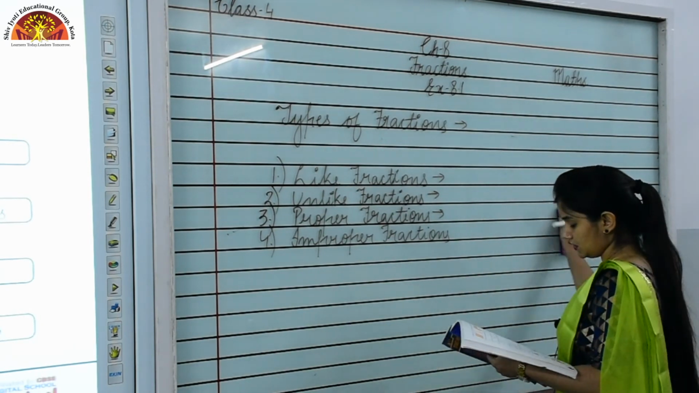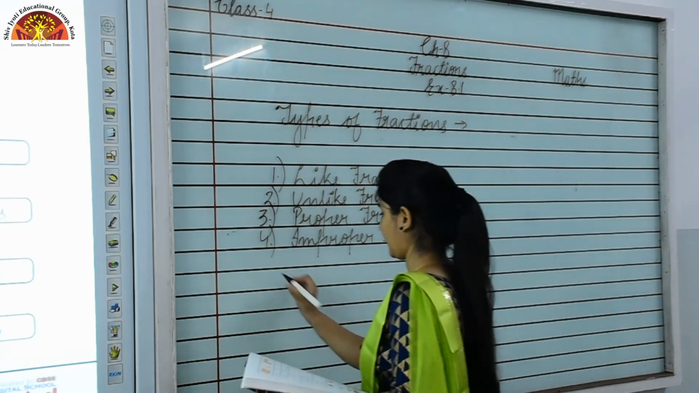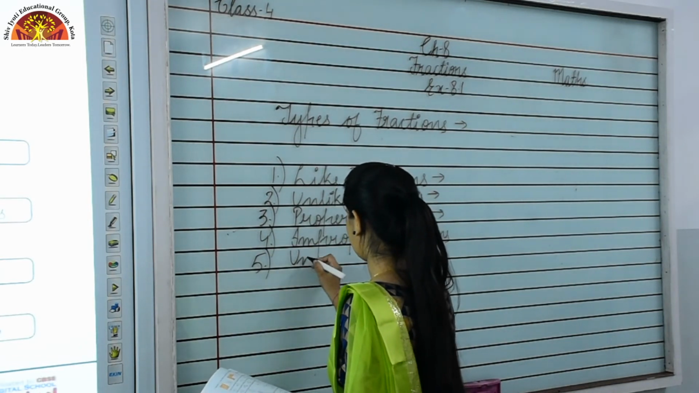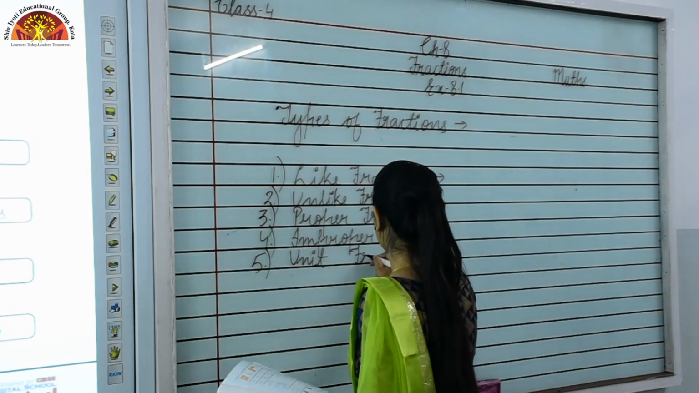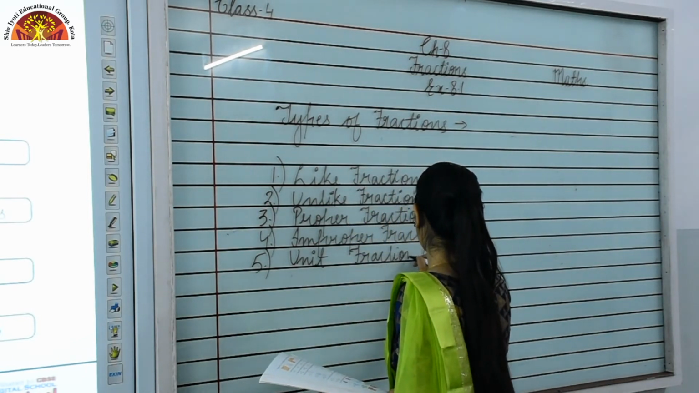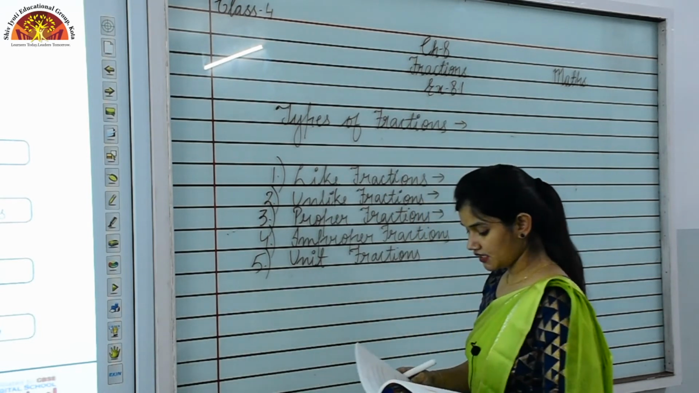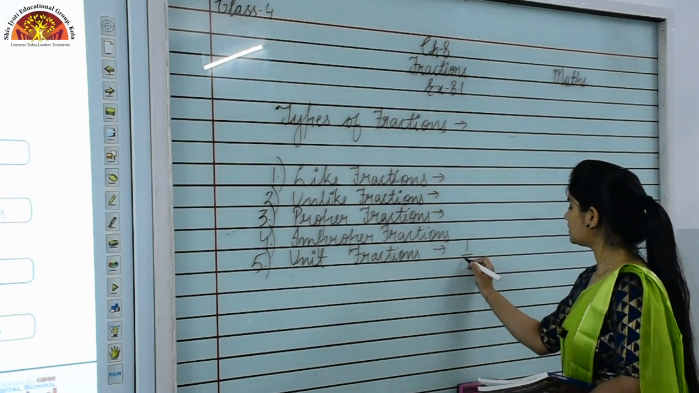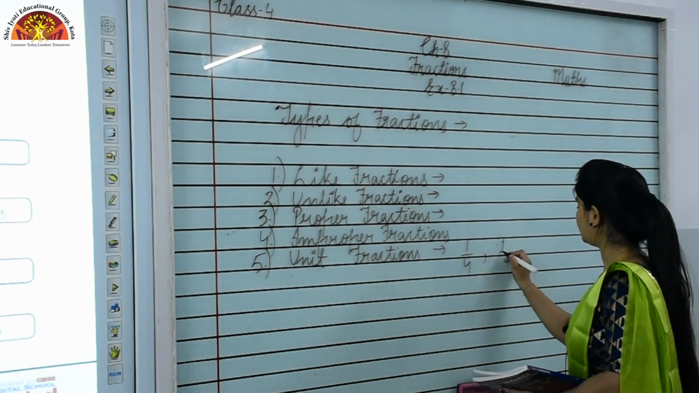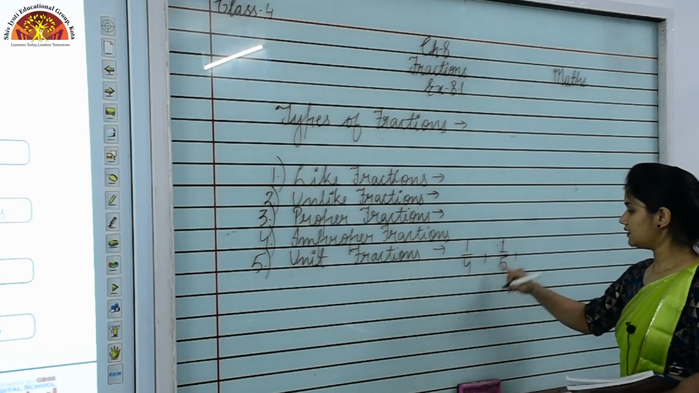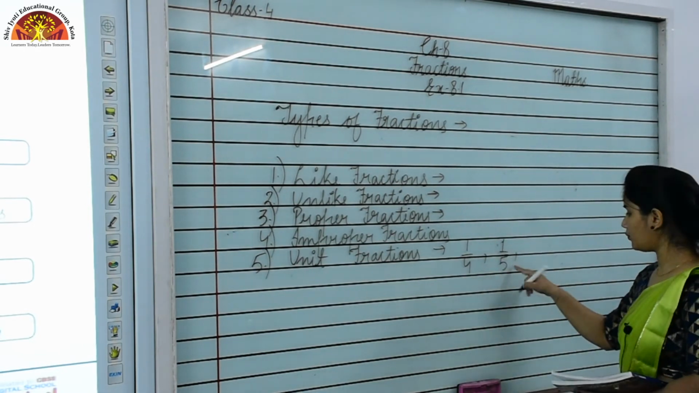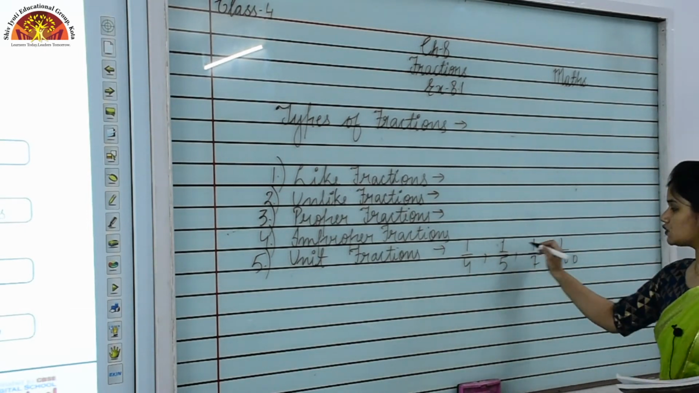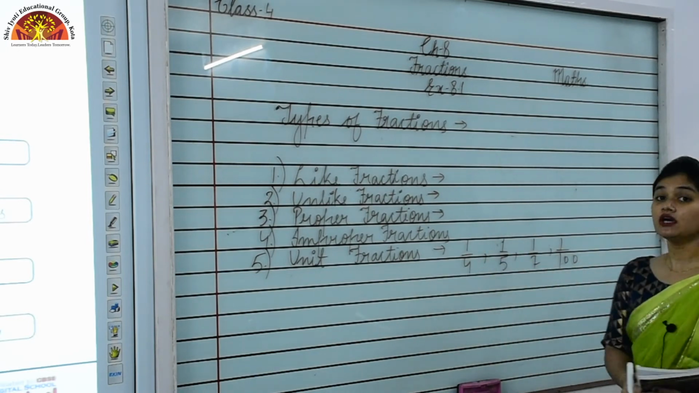The next is unit fractions. Fifth is unit fractions. So students, if the numerator is 1, very simple, if the numerator is 1, then the fraction will be a unit fraction. In these fractions you can see 1 upon 4, 1 upon 5, 1 upon 7, 1 upon 100. In all the fractions the numerator is 1, so all these fractions are unit fractions.